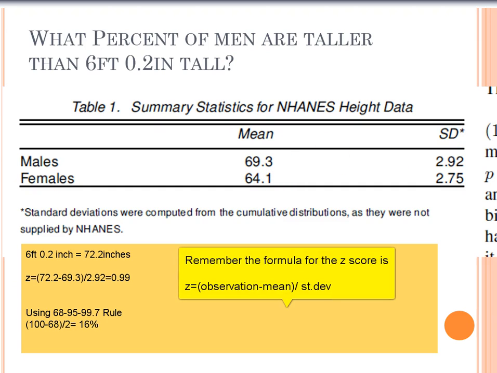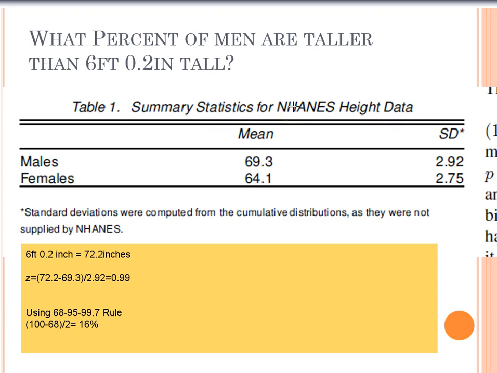So the first thing that we need to do is convert our observation of a 6 foot 0.2 inches tall man into inches. And so a man that is 6 foot 0.2 inches tall is 72.2 inches. And the reason why we need to do that is because our summary statistics are given to us only in inches. So for comparison, we need them to be in the same units.